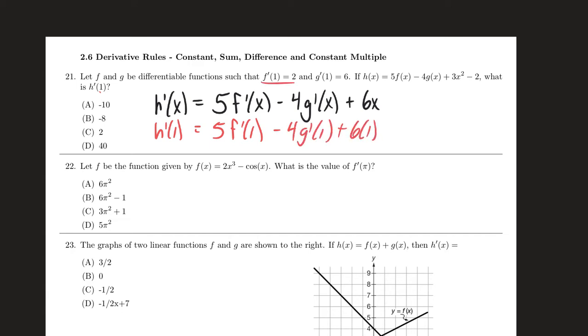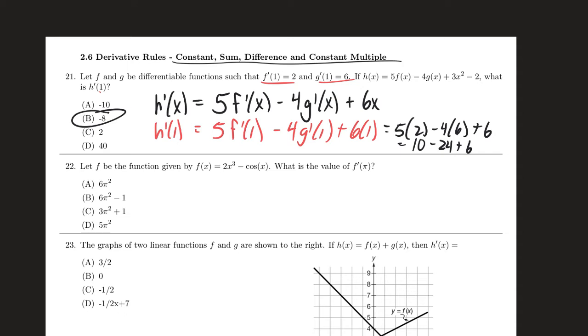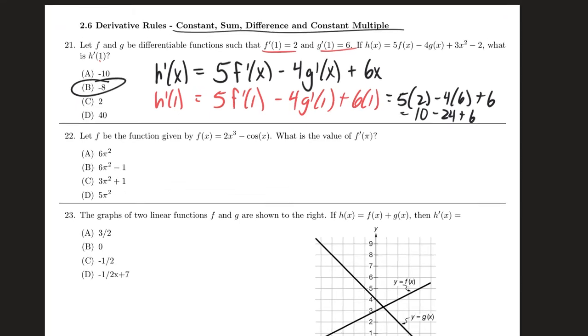We can use the information given to us to help us. All right, so it's going to be 5 times 2 minus 4 times 6 plus 6, 10 minus 24 plus 6, negative 12 plus 6, oh sorry, negative 14 plus 6 is negative 8. Just knowing that you can use these rules that are listed at the top to break up this derivative into smaller pieces and use the information given to you to solve it.